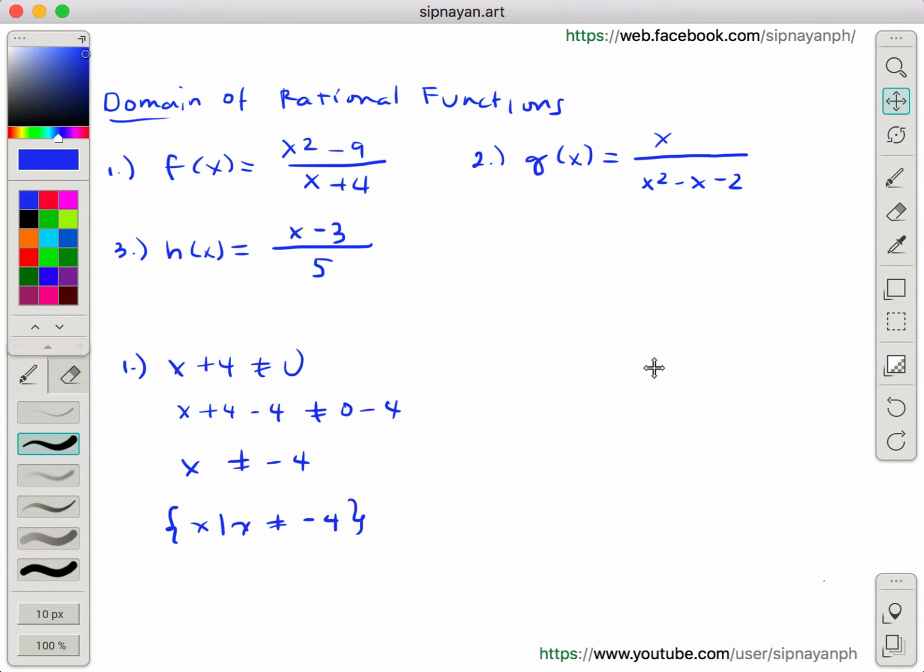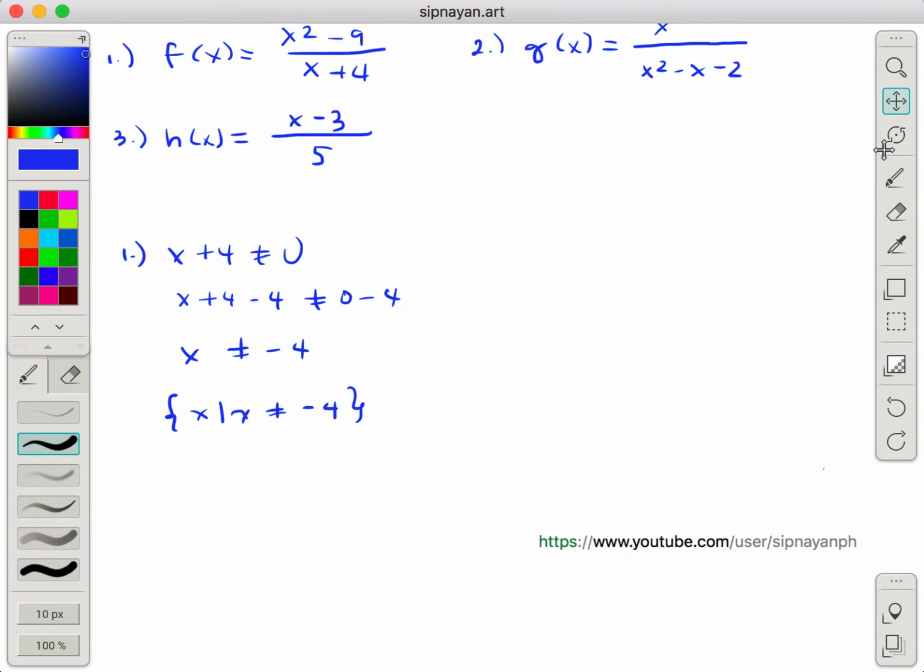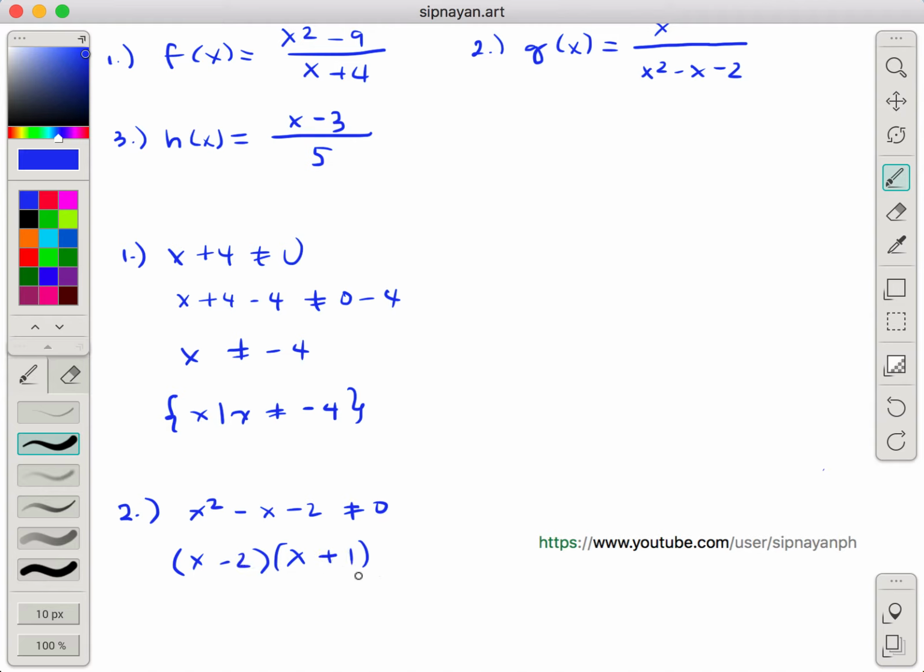Okay. For number 2, hindi pwede ito maging 0. So x squared minus x minus 2 must not equal 0. This is a quadratic expression, meaning pwede tayo mag-factor. Possible kaya? I think this is possible. Pag hindi kayang i-factor, gagamit tayo ng quadratic formula. So this is x minus 2 times x plus 1, I think, must not equal to 0. So dapat pareho silang hindi 0 kasi pag may isa man lang sa kanilang 0, automatic 0 na expression natin.